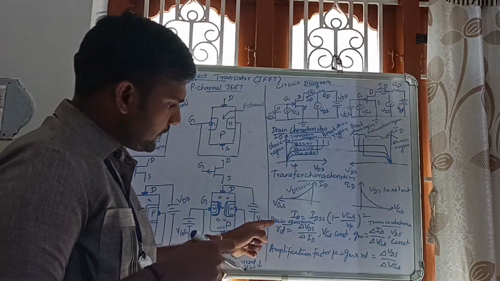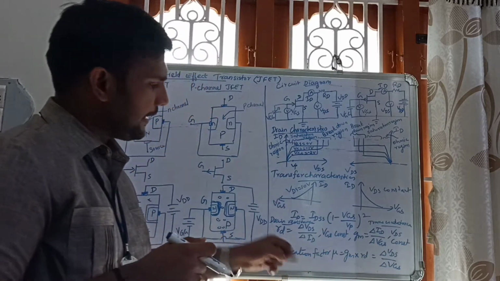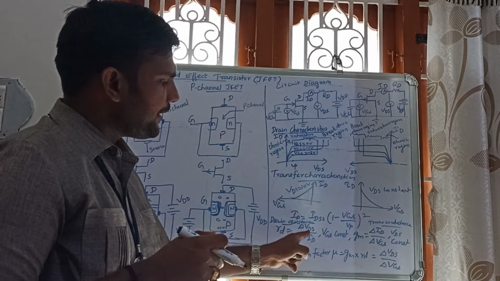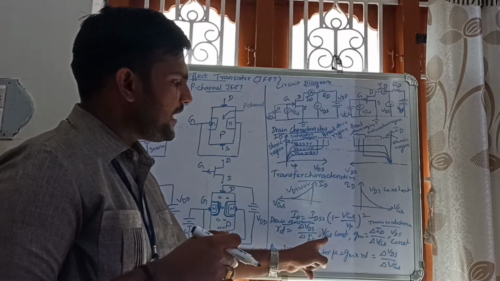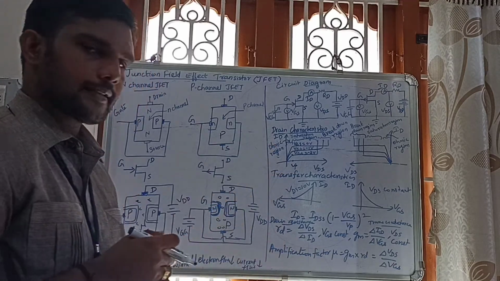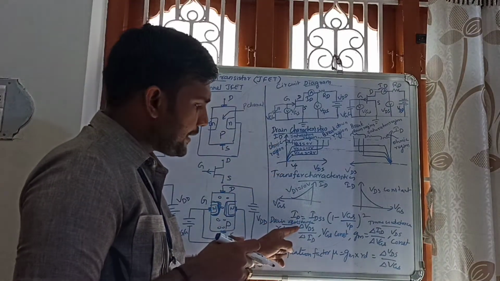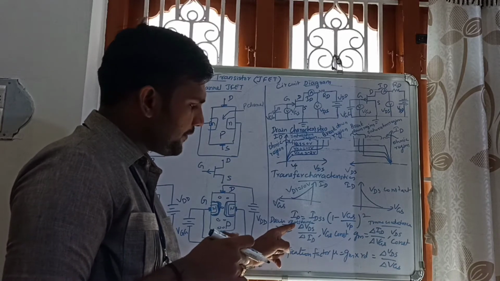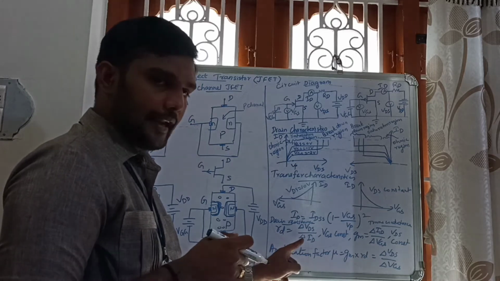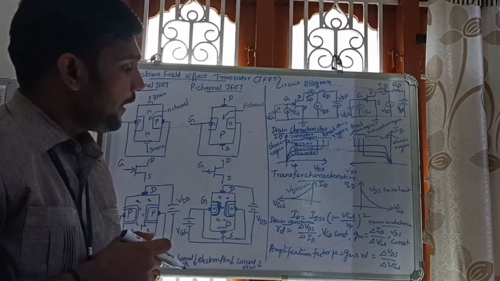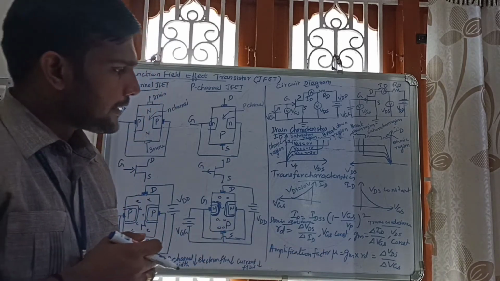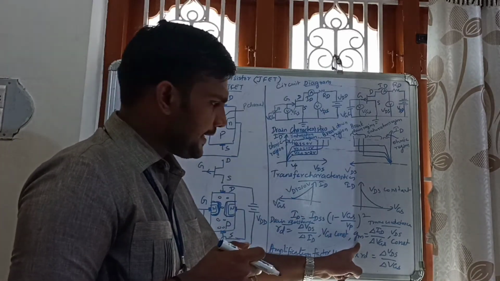JFET parameters are drain resistance, transconductance and amplification factor. Drain resistance RD is equal to delta VDS divided by delta ID, VGS constant, which is found from the drain characteristics. So it is the ratio between change in drain to source voltage to change in drain current, at VGS constant.